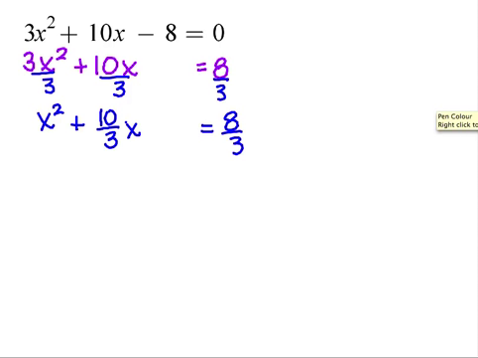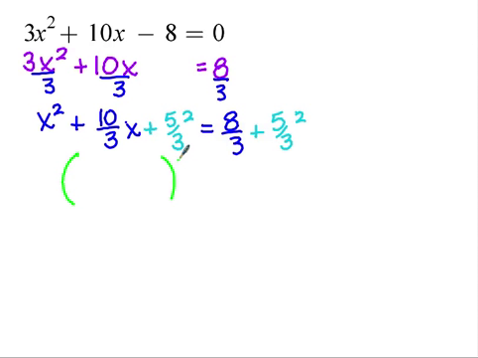So now you take half of your x terms. So half of 10 thirds is how many thirds? 5 thirds. Okay, so now I'm going to square it, and I'm going to add it to both sides. So on the left side, remember now we actually factor, we reverse FOIL on that one.